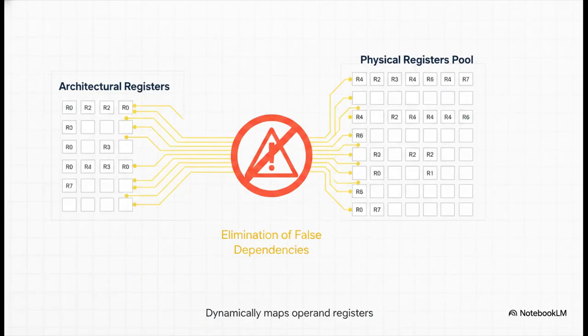So the really tricky part is how we handle dependencies. If instructions execute out of order, they might accidentally overwrite a register that a delayed, older instruction still desperately needs to read.